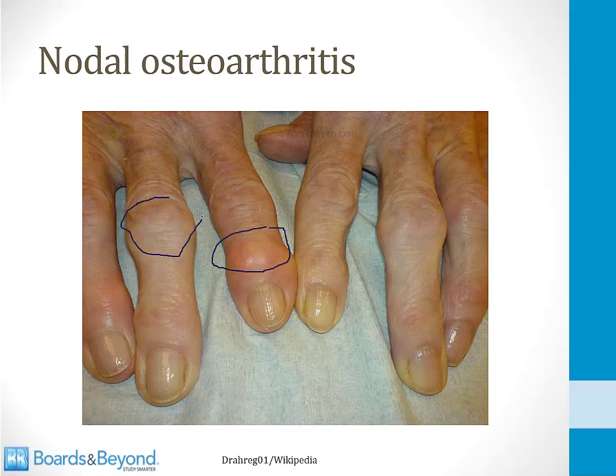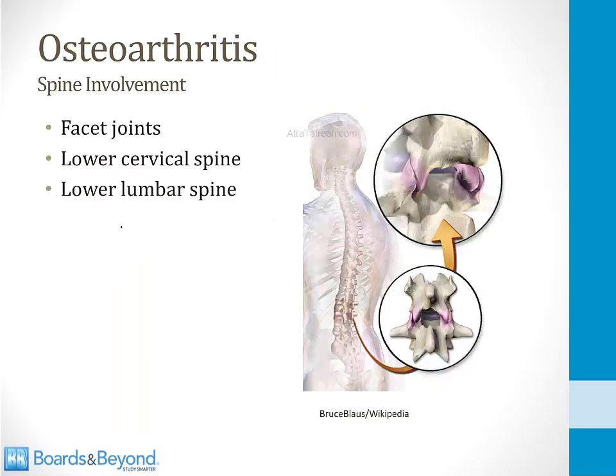Nodes at the more proximal joints are called Bouchard's nodes. So we've talked about the knees and the fingers. Now I'll run through some of the other joints where osteoarthritis can develop. You can see osteoarthritis in the spine.